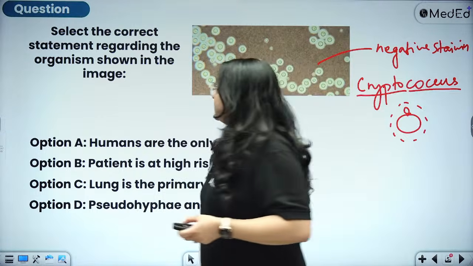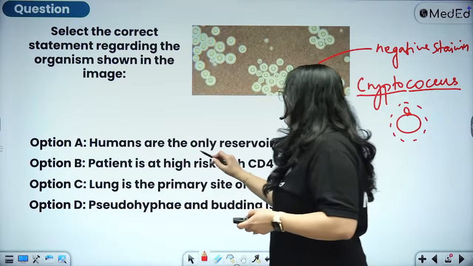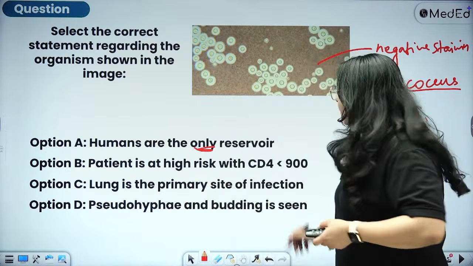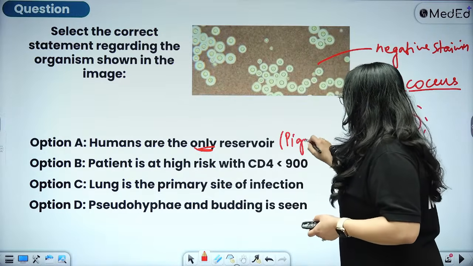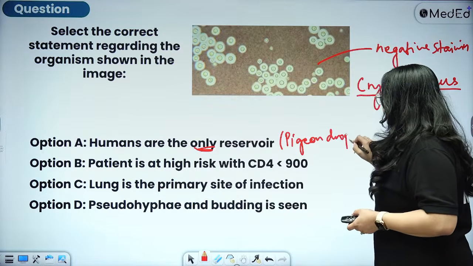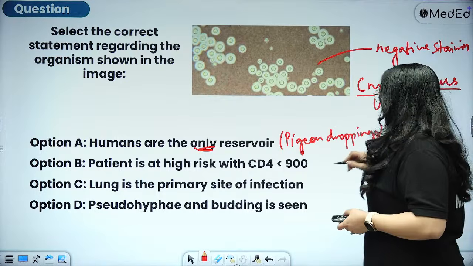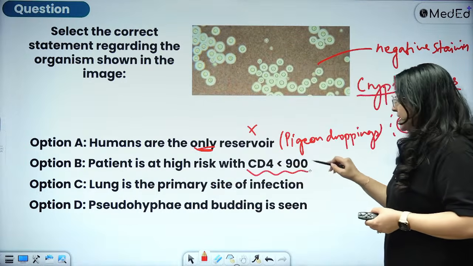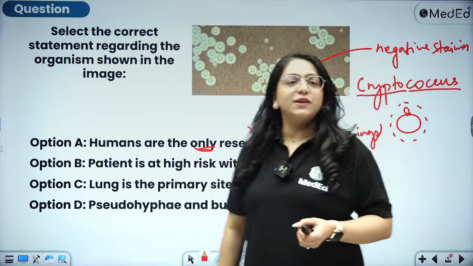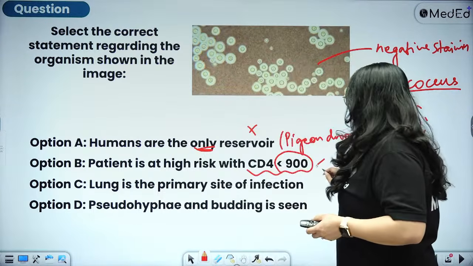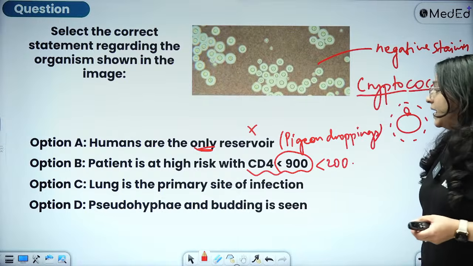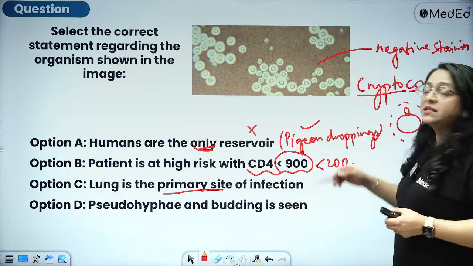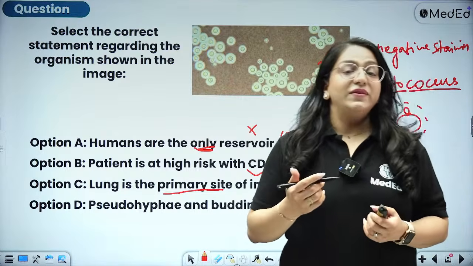That is Cryptococcus. They are saying humans are the only reservoir. Does it look like a good option to you? No. How are they spread? Pigeon droppings. Right? Pigeon droppings is the source of cryptococcal infection. So how can humans be the only reservoir? This is a wrong statement. Patient is at high risk with CD4 less than 900. That's a huge number. So if they had written less than 200, then I would have agreed with them. Lung is the primary site of infection. Looks like correct to me, because pigeon droppings and inhalational route is how we get cryptococcus.